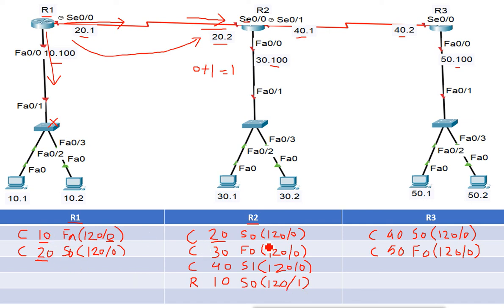Now router 2 will also send the information. It will send the information to all its interfaces: interface fast Ethernet, interface serial 0, interface serial 1. And from all the interfaces, the switch will not accept it, but from this interface it reaches router 1, and from this interface it reaches router 3.